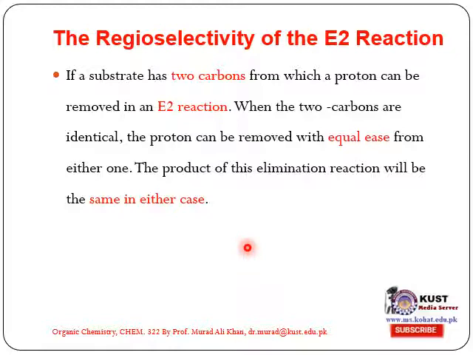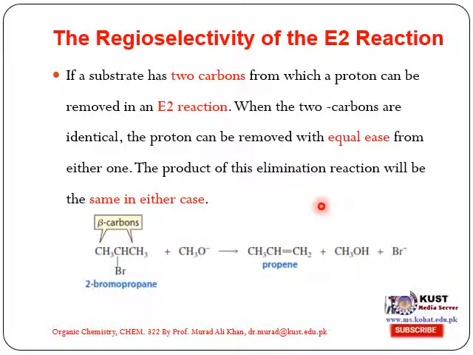First of all, there are certain compounds which have two beta carbons available, like here. If you see this compound, it has two beta carbons available. So there is the possibility that the proton will be removed from either of the beta carbons, and there is the possibility of formation of different products.